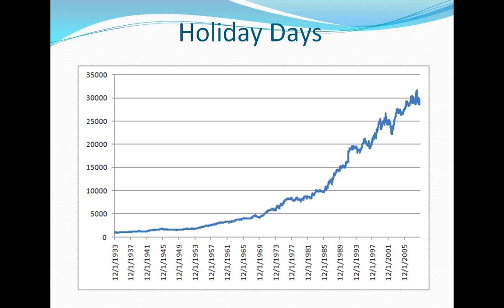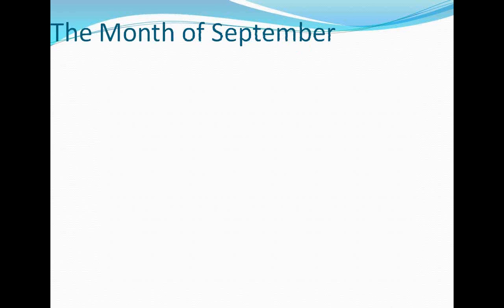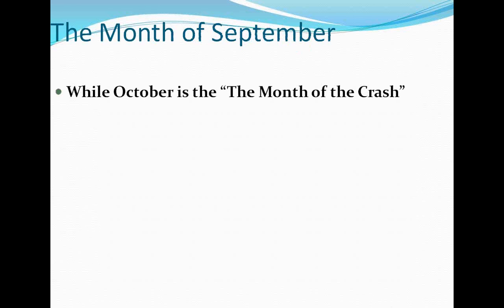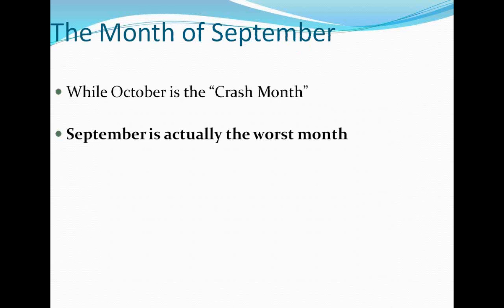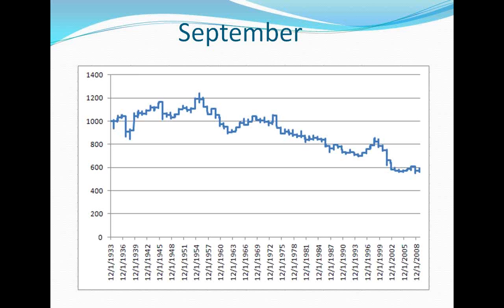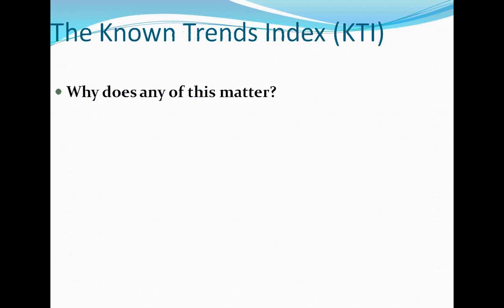seasonal factor. So now the other one is month of September. Most people know October is the month of the crash. However, in reality, September is actually the worst performing month for the stock market historically. Had you started with $1,000 in 1933 and invested in the Dow only during the month of September every year, your equity curve would look something like what you see on the screen now. Basically, you would have lost about 40% of your capital over the last 76 years. So this is an example of a negative seasonal trend.